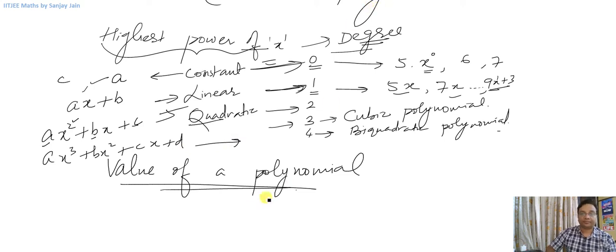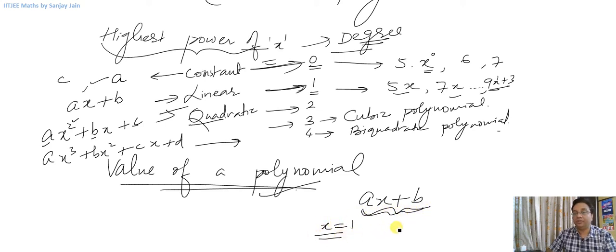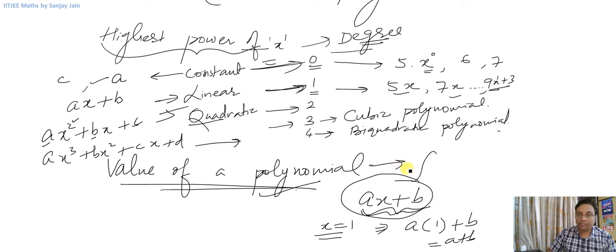Now if you have to find the value of a polynomial, let us say ax plus b is a polynomial, and I need to find the value of this polynomial at x equal to 1. So what will be the value? I will simply put x equal to 1 and it will give me a value a plus b. Now to denote these polynomials, I can use expressions like f of x, p of x, g of x.